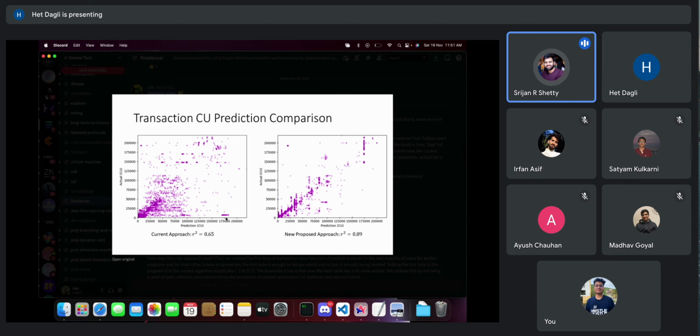Could you explain a little bit more on block packing also? Yeah, block packing is simply adding transactions to the block, right? So they optimized it somehow. I'm not able to understand how they did it, but their R square was 0.89. R square simply denotes how close it is to the ideal line. And they got it at 0.89.